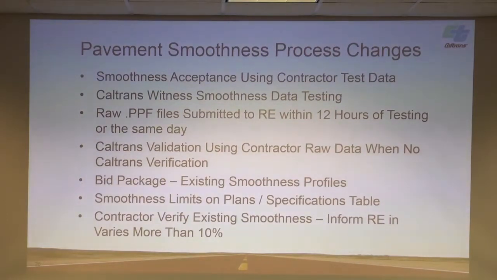And then contractors verify smoothness and inform the RE when the existing smoothness varies more than 10%. So, when we provide that existing smoothness data in the profile, he goes out and runs it, and it's not within 10%. He's supposed to let the RE know.